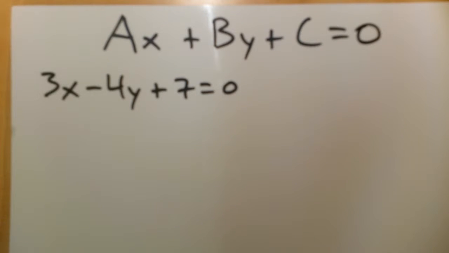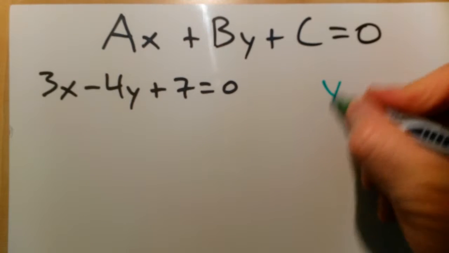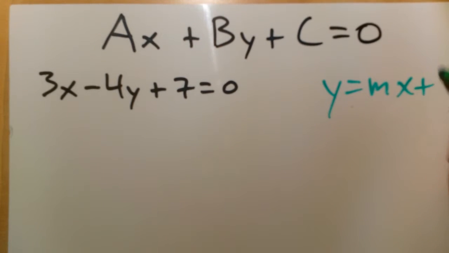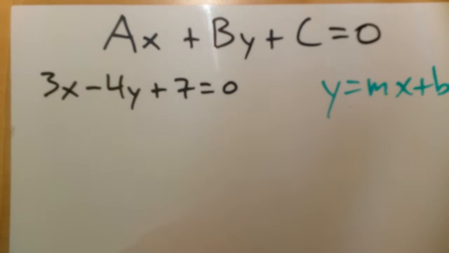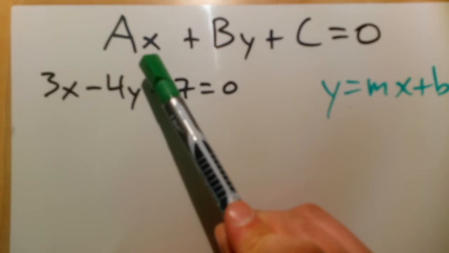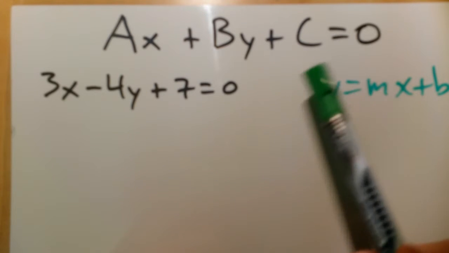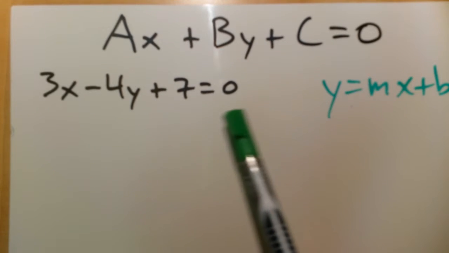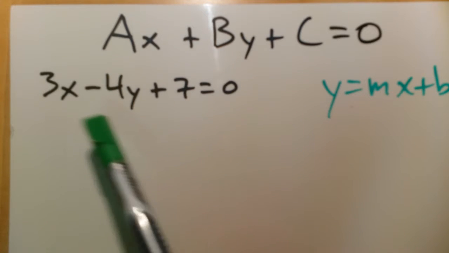The equation of a line in standard form. So far we've seen the equation of a line in the slope y-intercept form, which is y equals mx plus b, where m is the slope of the line and b is the y-intercept. But there's also a standard form for the equation of a line, which is ax plus by plus c equals 0. Here's an example of the equation of a line in standard form.